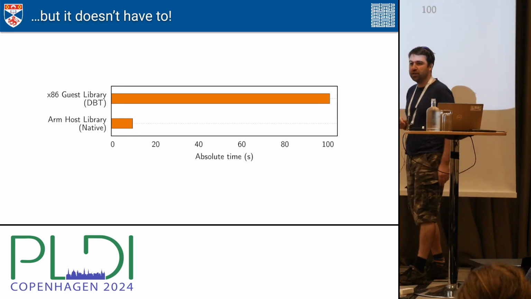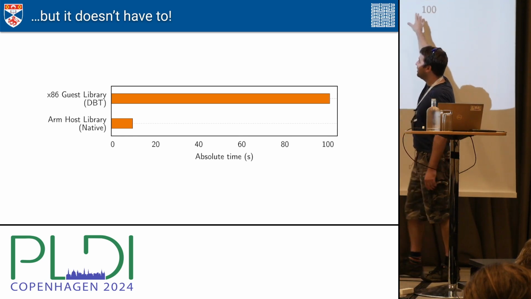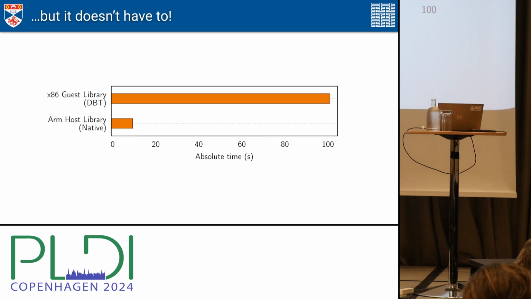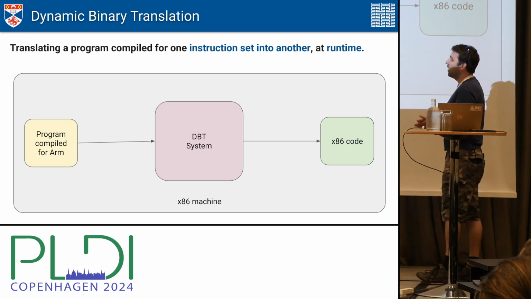This graph is showing you that we've got some performance to gain here. We've got something running under DBT that takes a long amount of time to run, nearly 100 seconds. And something that doesn't use DBT, native libraries, runs much quicker, 10 seconds. So we've got this big performance gap here that we're going to try and fill. Right, so let's set the scene a bit.